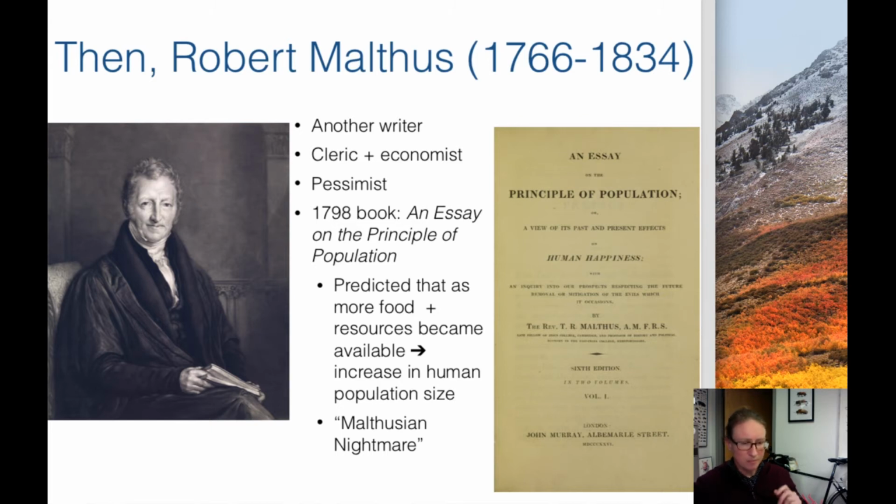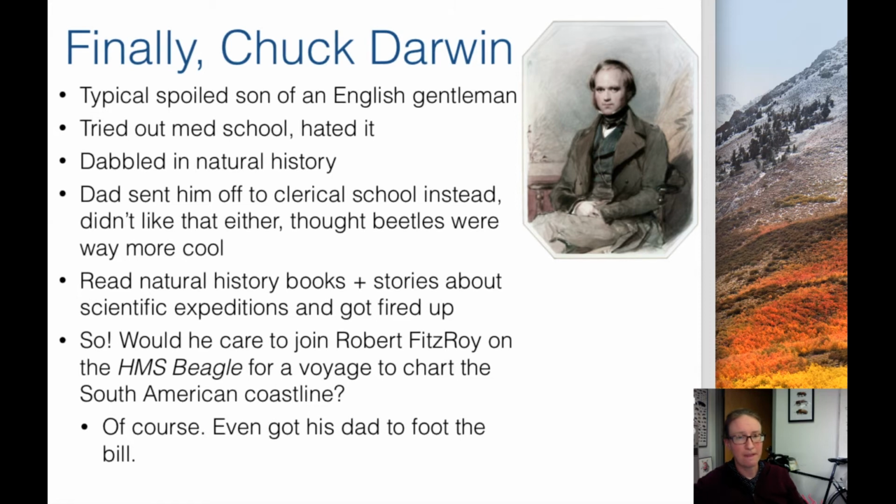In any case, he put out this essay, and this whole idea that populations might outstrip their resources and then cause themselves to collapse became known as the Malthusian nightmare. That this is a potential natural process that could take place in populations. So all that finally brings us to a real central character in biology, Charles Darwin.